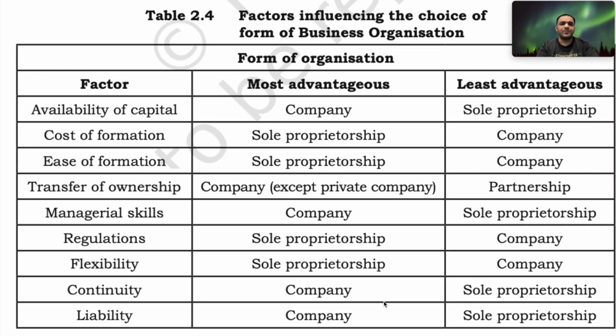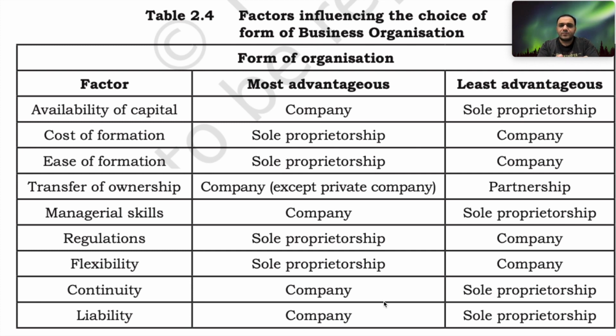We will see the table. Here we can see these are the factors that influence the choice of form of business organization. Factors, we will see what are the factors. First of all, availability of capital, cost of formation, ease of formation, transfer of ownership, managerial skill, regulation, flexibility, continuity, and liability. Form of organization, we will see which one is most advantageous and which one is least advantageous. Okay.